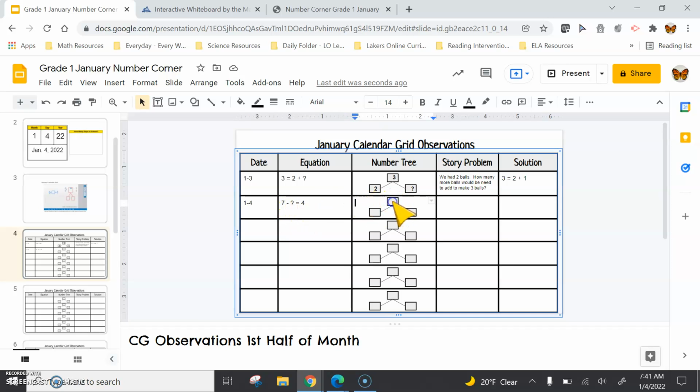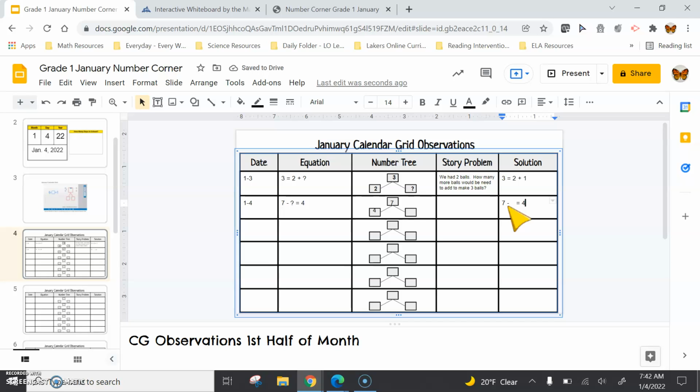Let's put this information in our number tree as well. We know that one of the numbers is 7. We also know that one of the numbers is 4. Our job is to figure out what that other number could be. So we'll put the 4 there. So if we have 7 minus something equals 4, we have to figure out what that is.